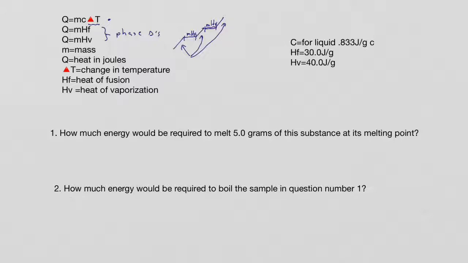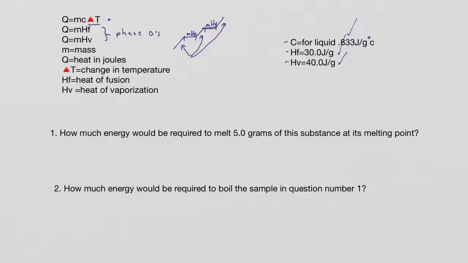So what I'm going to do is show you 4 problems in which we determine which formula to use, and we're going to use the numbers that we determined from the previous video, in which we determined the heat of fusion of our substance to be 30.0 joules per gram, our heat of vaporization to be 40.0 joules per gram, and the specific heat capacity to be 0.833 joules per gram per degree Celsius, meaning it would take this much energy in joules to raise the temperature of 1 gram by 1 degree Celsius. This would be the amount of energy required to melt a gram, and this would be the energy required to vaporize or boil a gram of a substance.